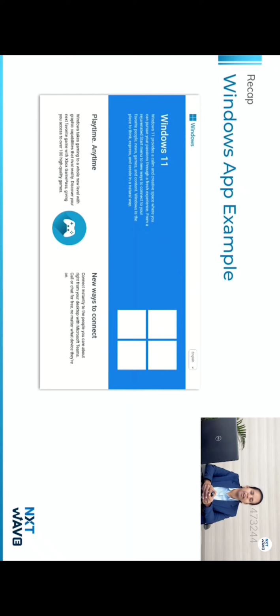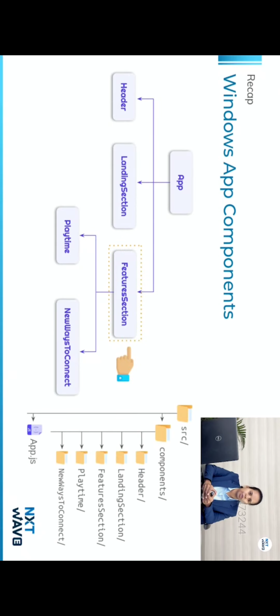React context. Firstly, let's recap. In the previous session, we took the Windows app example and understood context using this example, right? The component structure was an app component, within that the header, landing section and feature section, and within the feature section, playtime and new ways to connect. The active language was being passed as a prop to the components, and we understood that there is an issue of prop drilling here, right?